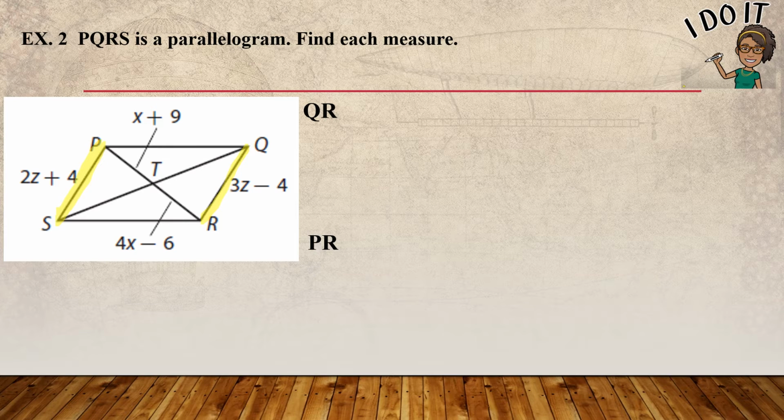Now I notice that these two sides are opposites of each other, so that means that these two sides are in fact congruent. So that means QR is actually equal to PS. So that means the property that we're using is opposite sides are congruent. So now we're just going to go ahead and set up an equation using the setup that we already have here. That's by plugging in. So 3z minus 4 equals 2z plus 4.